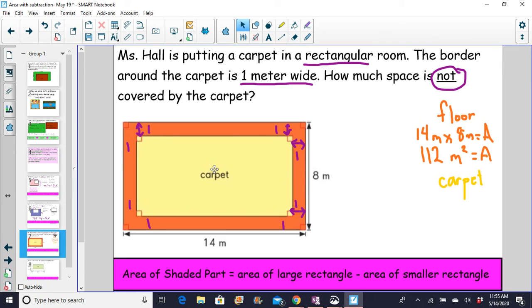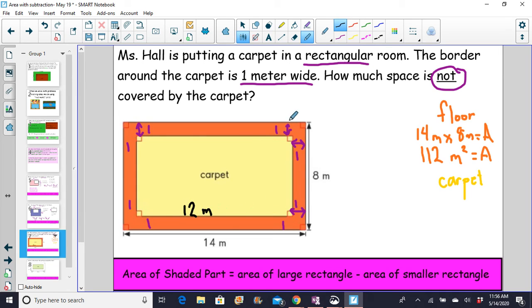Okay, so let's start with the length. Now I know the floor has a length of 14 meters. If the carpet is 1 meter shorter on the left side and another meter shorter on the right side, that's 2 meters, one on each side. So I'm going to subtract 14 minus 1 on the left, minus 1 on the right. So that's going to be 14 minus 1 is 13, minus another one is 12. So this carpet has a length of 12 meters.